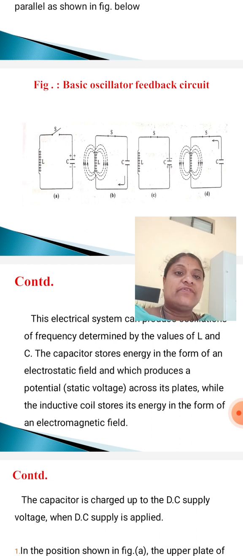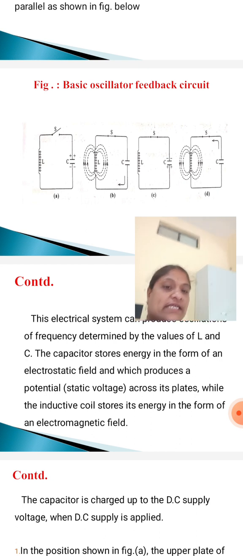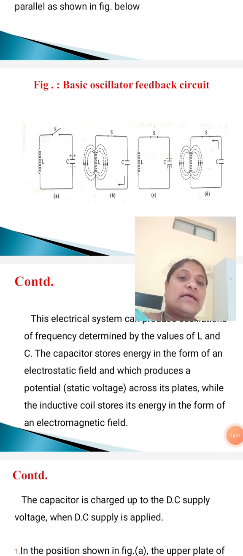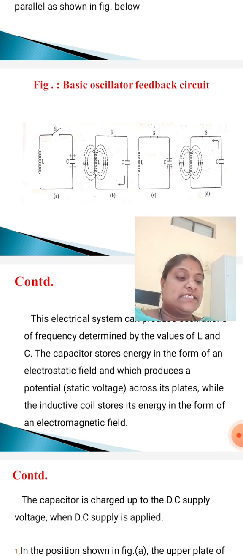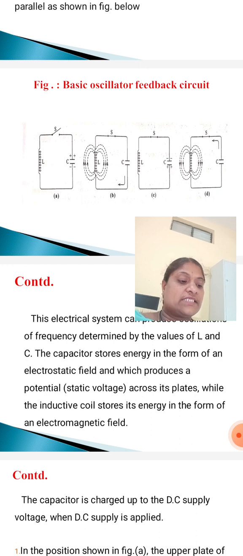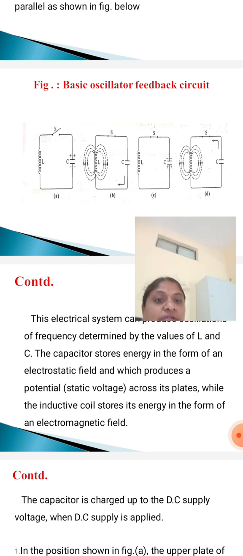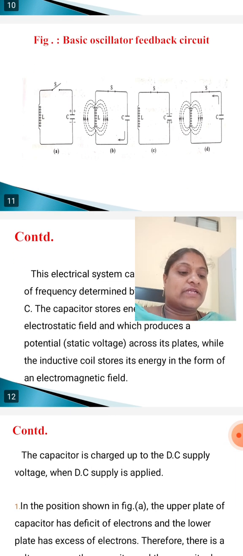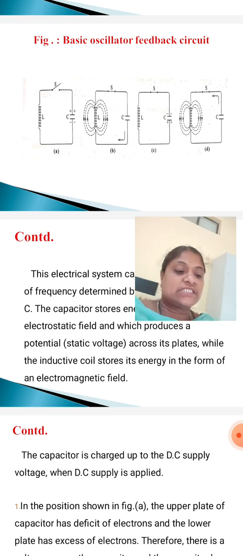Okay. So the sequence of charge and discharge results in alternating motion of electrons, or an oscillating current. The energy is alternately stored in the electric field of the capacitor and the magnetic field of the inductance coil. The interchange of energy between inductance and capacitance is repeated over and over again, resulting in the production of oscillations.